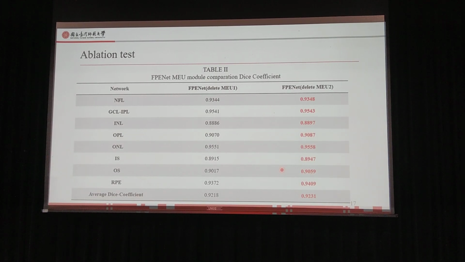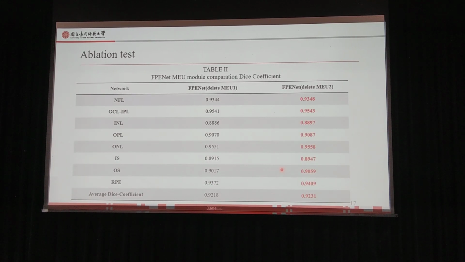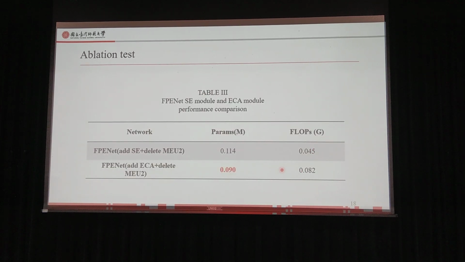And in this result, it shows that deleting NEU module 2 gives a better result. And in this part, this is the SE module and ECA module's performance. We delete ECA, we use add SE and add ECA module and delete NEU2 to run our method. Because deleting NEU2 is better, so we use it to try.